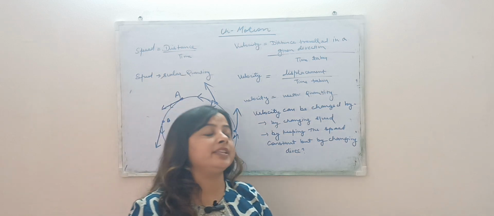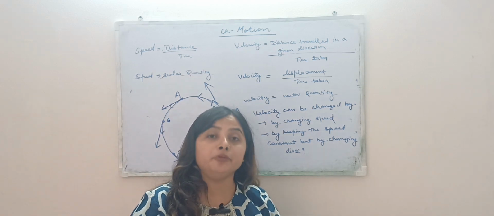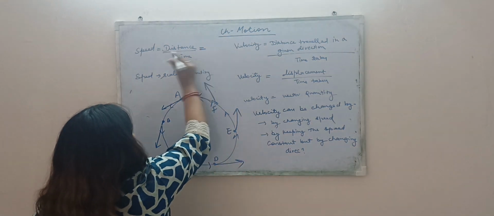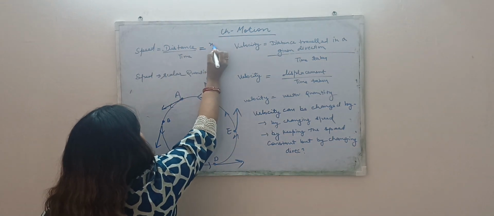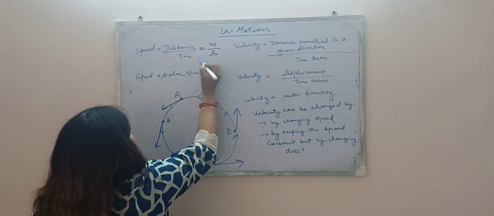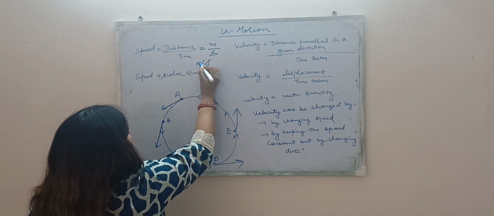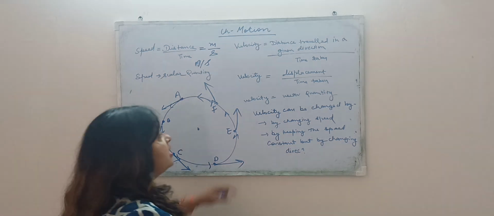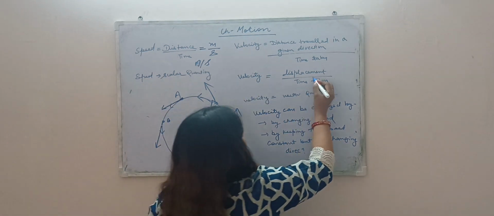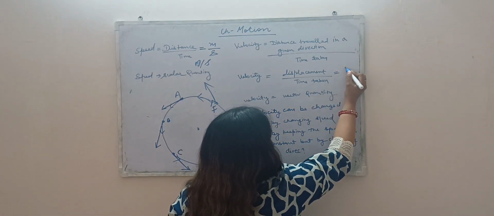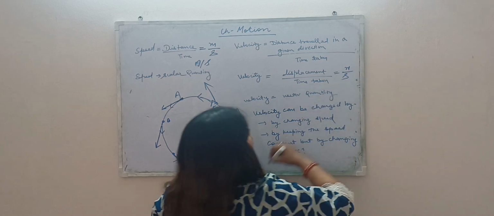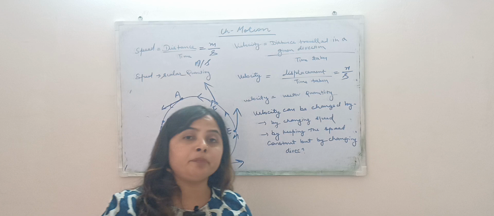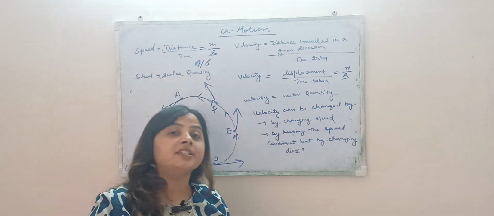One more point is left, that is the SI unit of speed and velocity. In the case of speed, the SI unit of distance is meter and the SI unit of time is second. So meter per second is the SI unit for speed. Similarly, if we talk about displacement, displacement is in meters, time is in seconds. So the SI unit here is also meter per second. I hope children the concept of speed and velocity is clear to you.